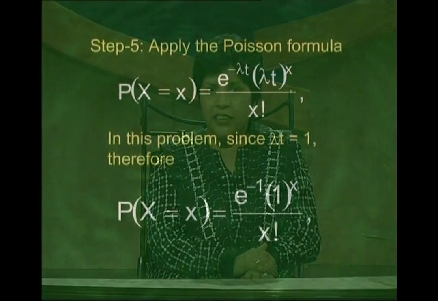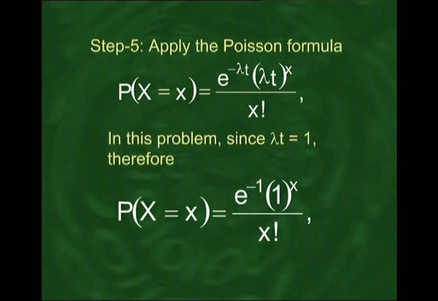جب آپ نے lambda اور t دونوں specify کر لیے, آپ کے problem, آدھا problem تو حل ہو گیا. The parameter of our Poisson distribution then is lambda t, which is equal to 4 multiplied by 1/4, and that is equal to 1. And hence, as you now see on the screen, the Poisson formula is e raised to minus 1, 1 raised to x over x factorial.